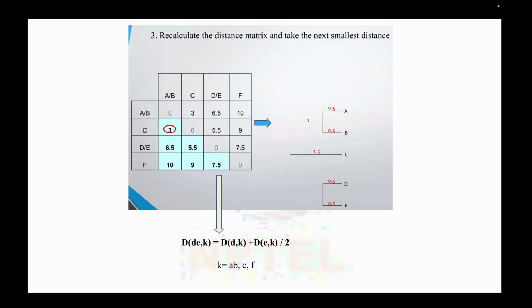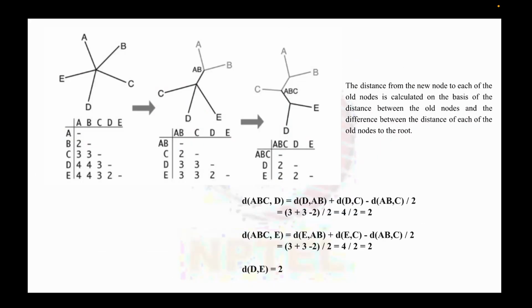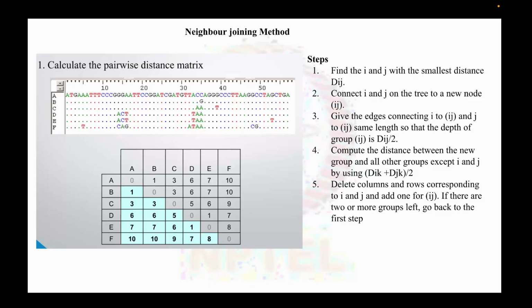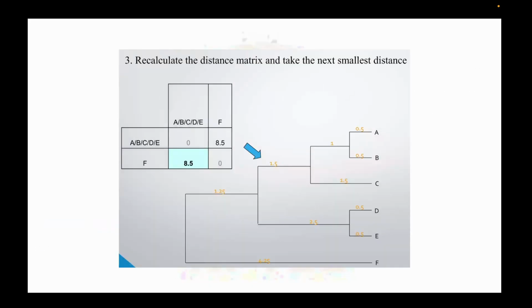Initially we have not mentioned anything about the distances, so I have mentioned an outgroup creating a node. Because the evolutionary distance between F and the other sequences is very high, F has been placed at the bottom. So F is the outgroup for all these sequences A, B, C, D, E.